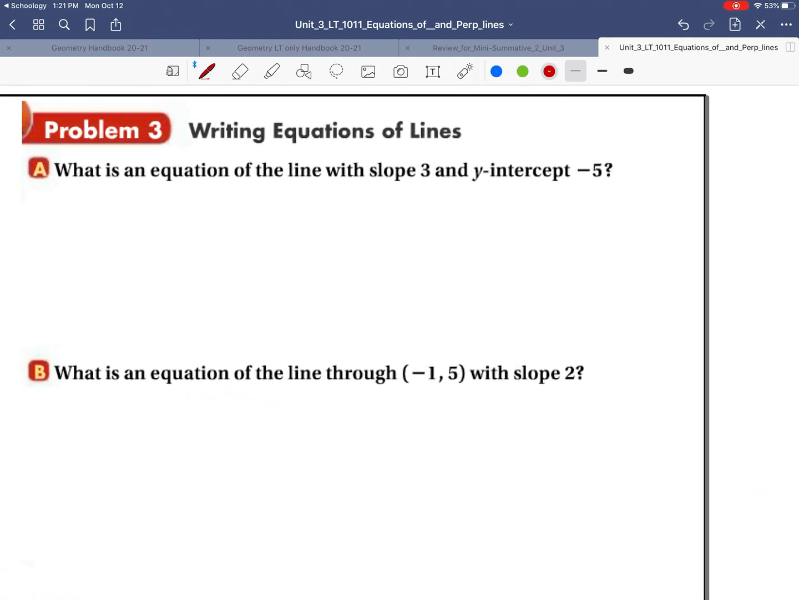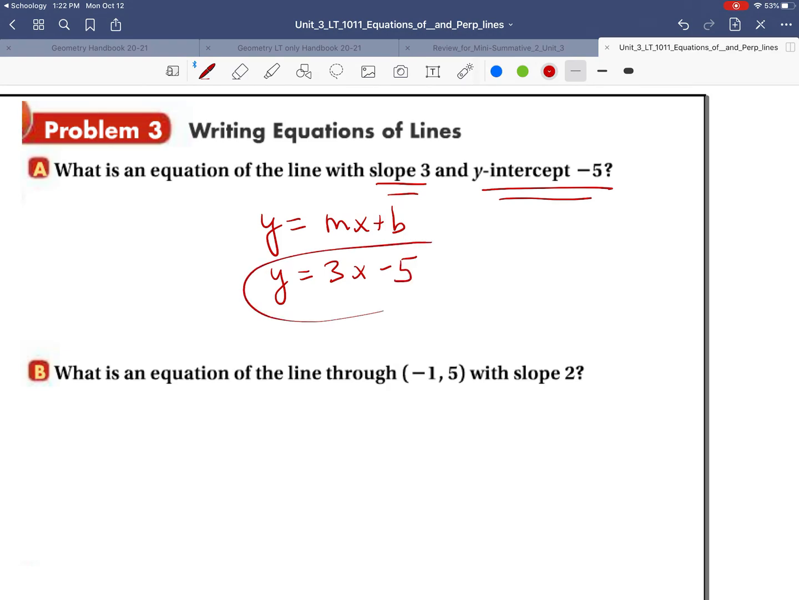What is an equation of a line with a slope of 3 and a y-intercept of -5? So a slope of 3, y-intercept of -5, I'll probably just go to y equals mx plus b. Plug in m, plug in b, and so I get y equals 3x minus 5. That's my slope-intercept form.